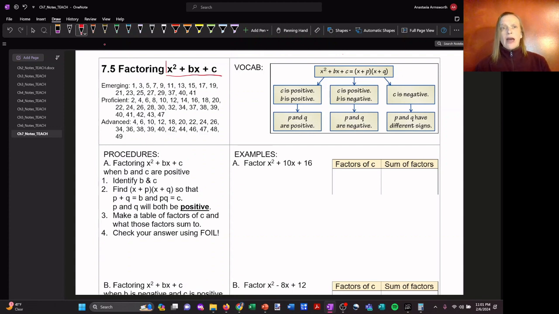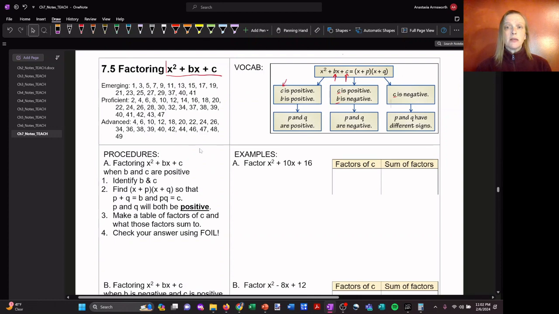We'll learn how to do that in the next lesson. When you're evaluating how to factor these kinds of polynomials, the thing that's really going to come into play is paying attention to whether B is positive or negative and whether C is positive or negative. You can see from this flow chart that there are three possibilities: either both B and C are positive, or C is positive and B is negative, or C is negative. Let's look at each of these kinds of examples in turn.